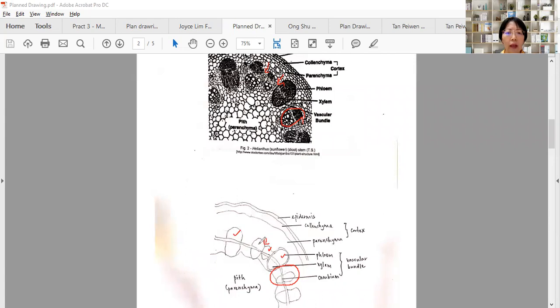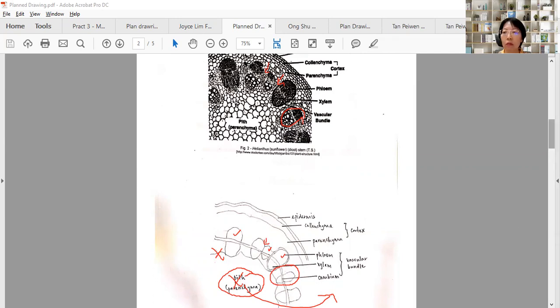But I can see that it's quite accurate. This student is trying to draw quite accurately. So when you draw, try to space out and follow the diagram. All labeling must be outside the outermost border of the drawing. Outside. Cannot draw this line. Wrong. Where got this line one? The pith will start from the cambium all the way inwards, unless it's a hollow pith. Then you need to draw this line to show where the hollow part is. So this line is wrong.